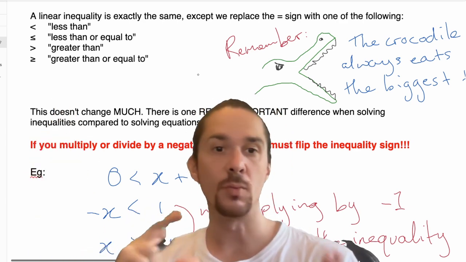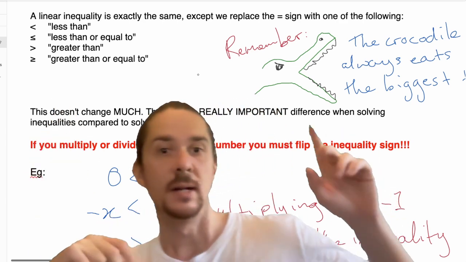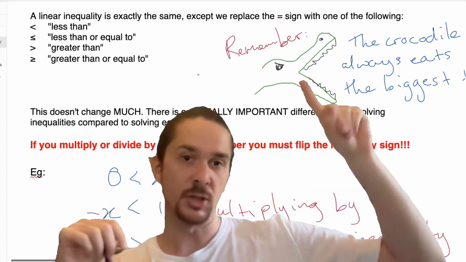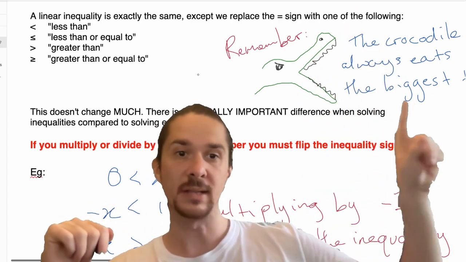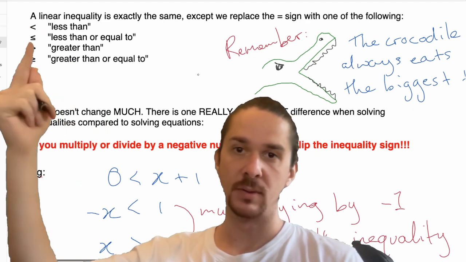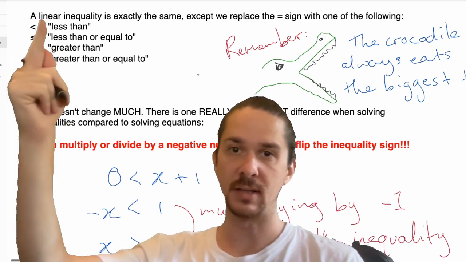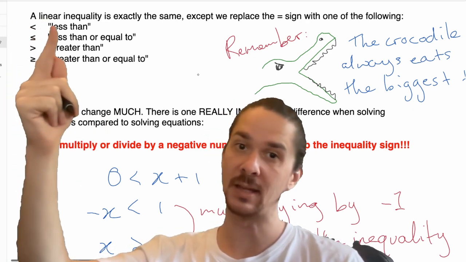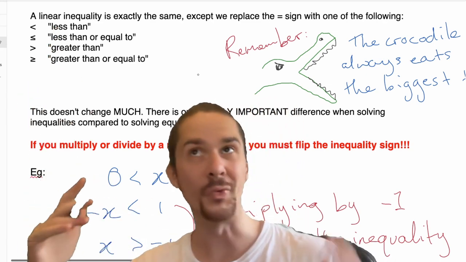Now, if you're confused about which one is less than and which one is greater than, I always remember by thinking of a crocodile, you know, the shape of a crocodile with its mouth open. The crocodile always eats the biggest thing. Okay, so in the case of the less than symbol, it's saying the thing on this side is less than the thing on this side. And you know that because the crocodile's trying to eat the thing on this side, the bigger side. Hopefully that makes sense for you.